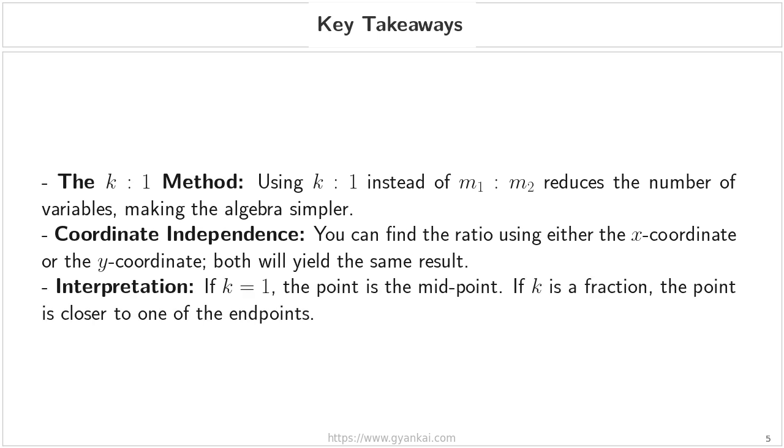Finally, let's talk about how to interpret your result. The value of k tells a story about where the point is located. If you calculate k and find that it equals 1, it means the ratio is 1:1, which tells you that the point is exactly at the midpoint of the segment. However, if k is a fraction, it indicates that the point is positioned closer to one of the endpoints.